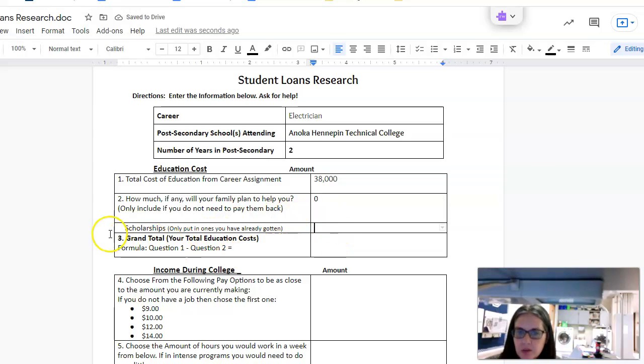Scholarships you can also do only if you've already gotten them or you know you totally qualify for them. Otherwise, leave that 0 too. I'm just going to put that 0, and then I'm just going to carry this down. Okay, so that's the cost of education. We'll come back to that.